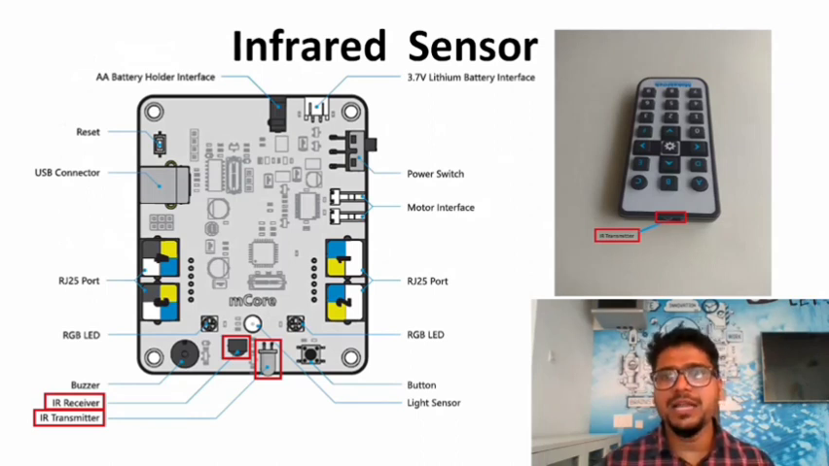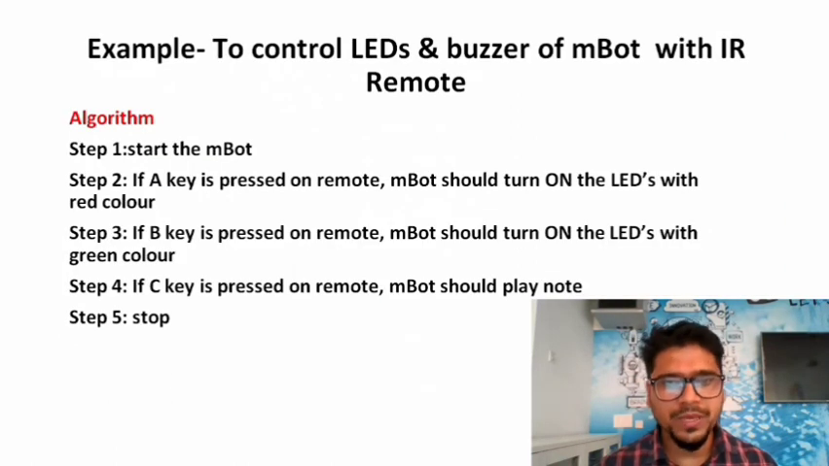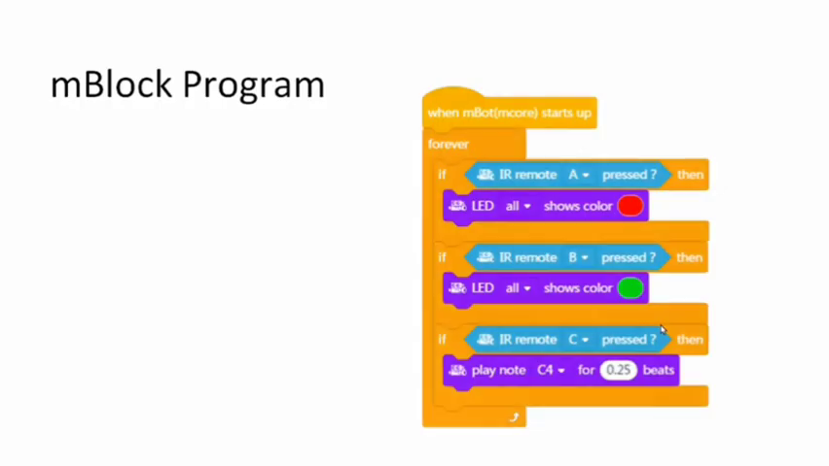IR remote is having alphanumeric keys, as you can see on the right hand side on this. So now in this example, I'll program mBot such that when IR remote key is pressed, mBot should perform a specific task. If A key of IR remote is pressed, mBot should turn on LED with red color. If B key of IR remote is pressed, mBot should turn on LED with green color. If C key is pressed of IR remote, then mBot should play some sound. So this is the program for it.